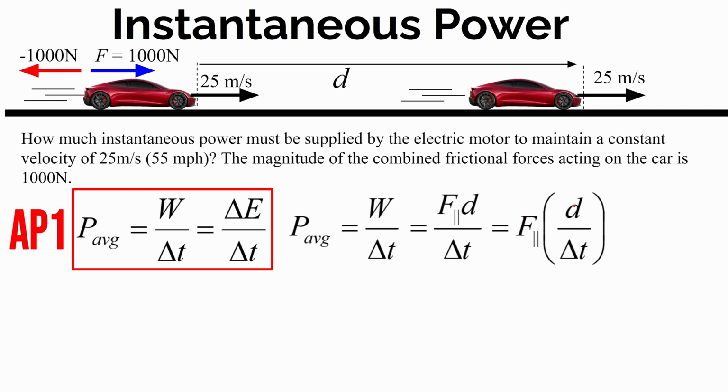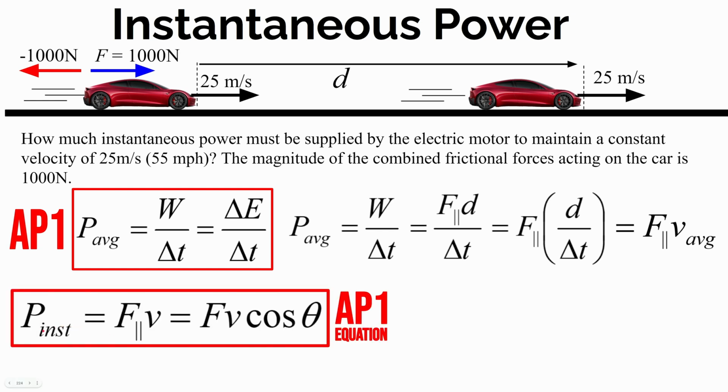And what is this? If something is moving a distance divided by a time, we're going to get meters divided by seconds. That's the average velocity of the car. So if we have a force that's parallel to the displacement of an object, we could calculate the average power just by taking the size of the force times the average velocity of the car. And in this case, the average velocity of the car is the same as the instantaneous velocity of the car because the velocity is staying constant.